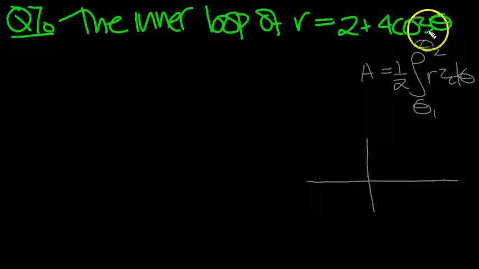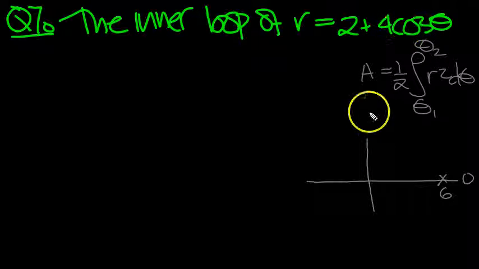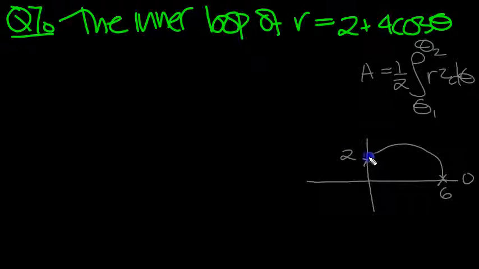So if we put 0 down for starters, cos 0 is 1, so we'll end up with 6, which is the biggest radial value. At 0, we get a value 6. Then you can see that as we go around to pi over 2, this will tend to 0, because cos 90 is 0, and it will go down to 2. So that's good. So it goes around and down to 2.